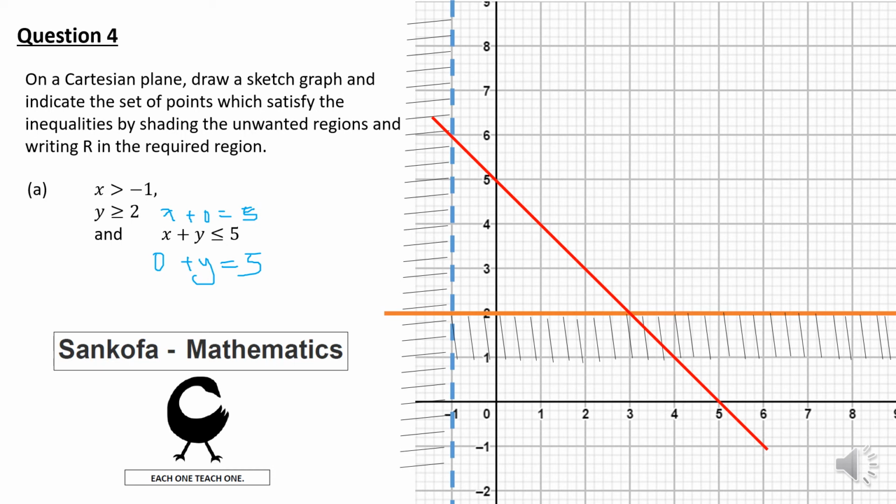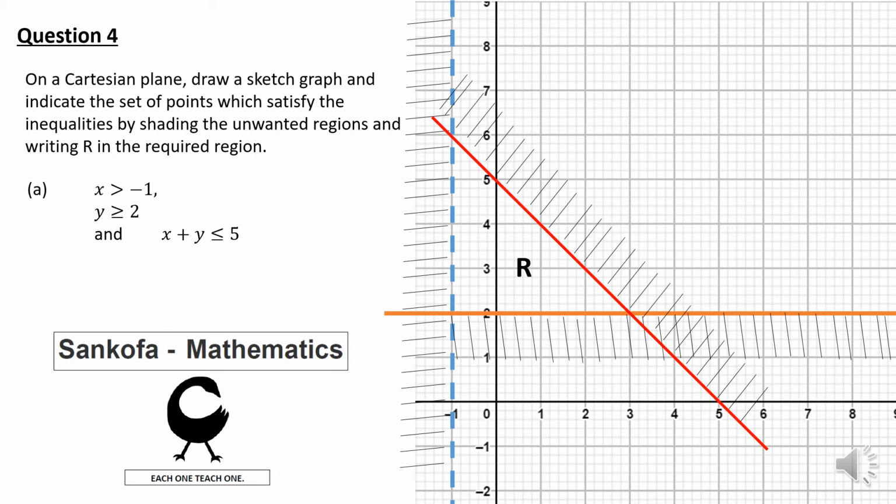So what we are considering now, remember, we are dealing with a less than. So anything below the line is true. So we are then shading what is above that line. So our required region is that particular part that is not shaded. So be very careful that you pick the right region.